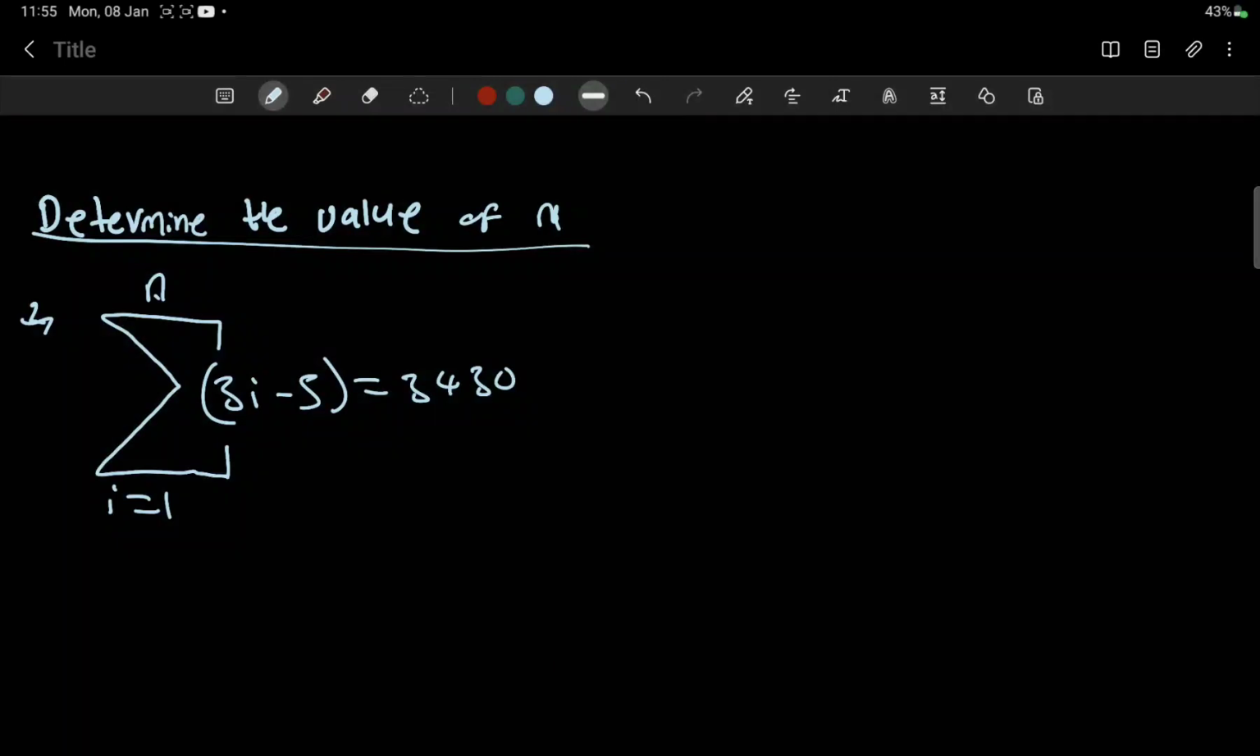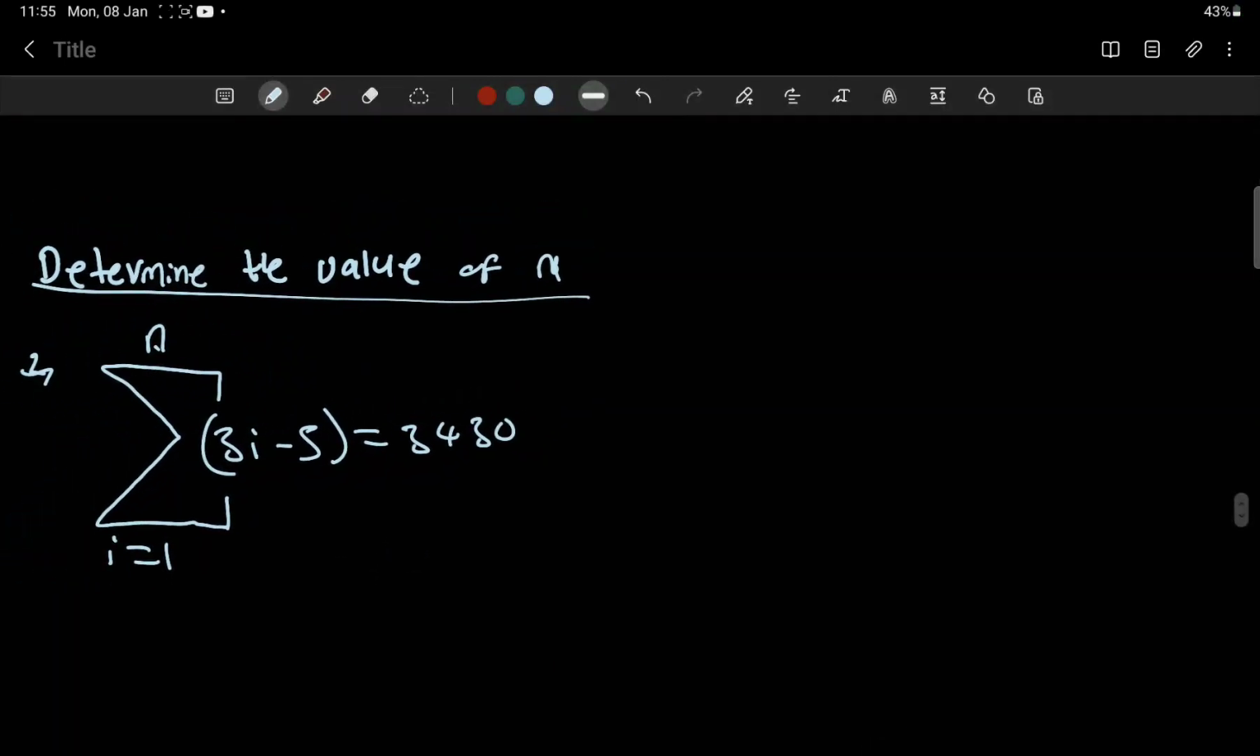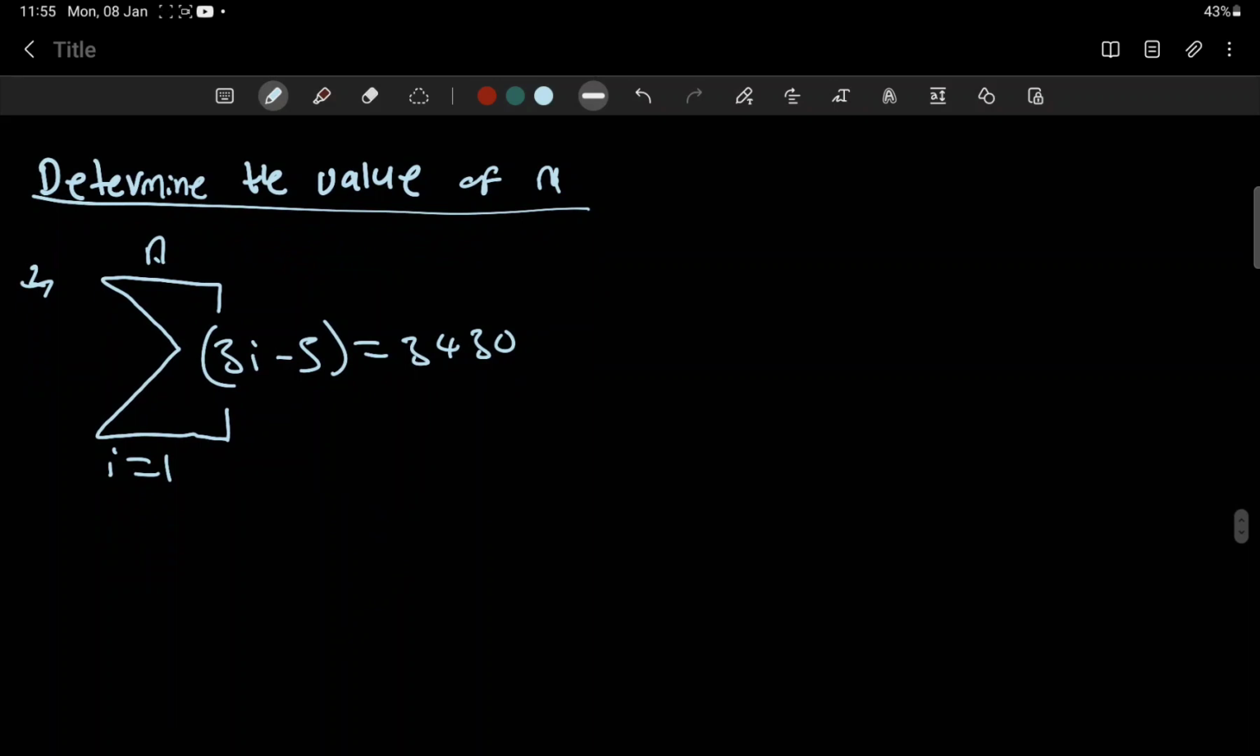Find the value of n. Sigma notation, n is on top, i equals 1, of 3i minus 5 equals 3,430. So let's firstly find the terms in this series.